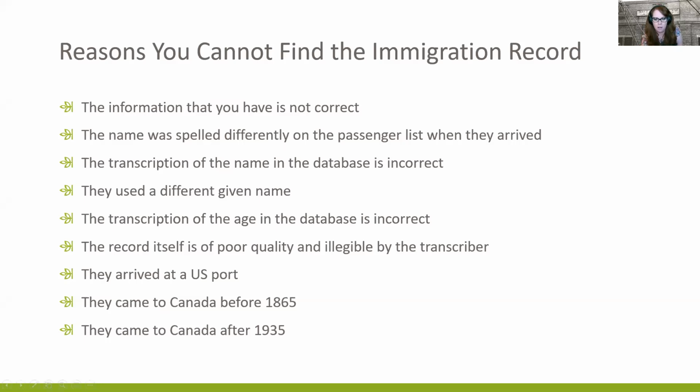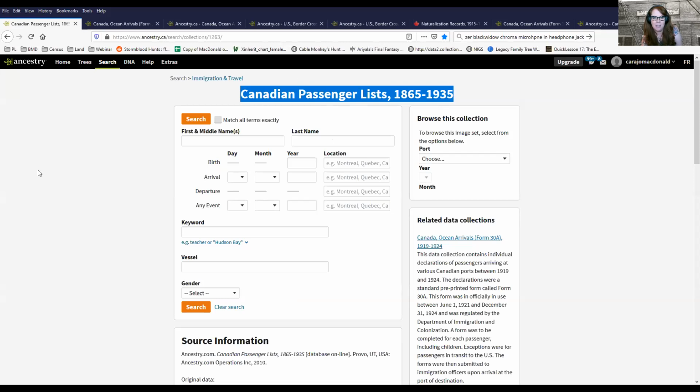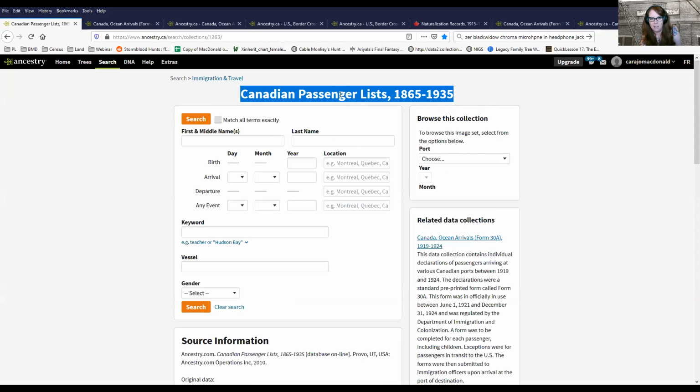So today we are going to be looking at the two main Canadian arrivals on Ancestry, and those are the Canadian passenger lists, 1865 to 1935, and also the smaller collection, which is the Canadian Ocean Arrivals, 1919 to 1924. So if you have a family member, ancestor who arrived sometime in this time period, so maybe sometime around 1919 or maybe sometime around 1924, check in both because these documents are not in this collection.